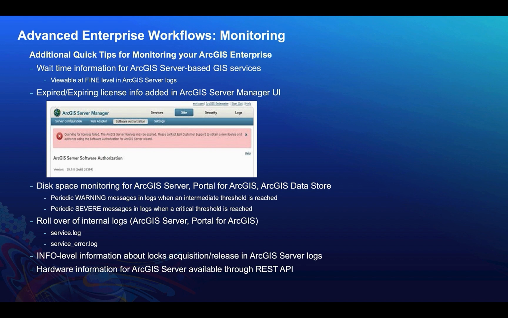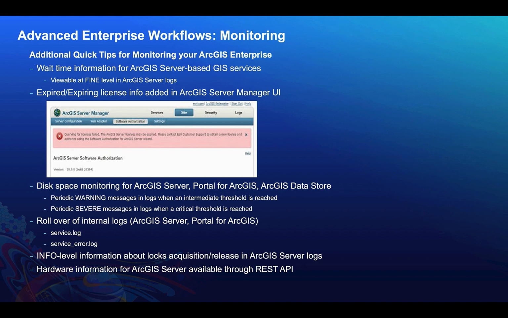Also, we now have information about expired or expiring licenses added in the ArcGIS Server Manager user interface. So if any of your server licenses are expiring within the next month or have already expired, the software authorization wizard will show you that information in ArcGIS Enterprise Manager itself.